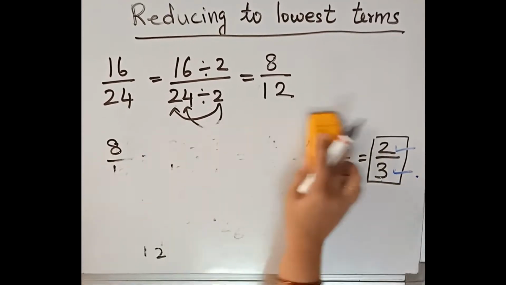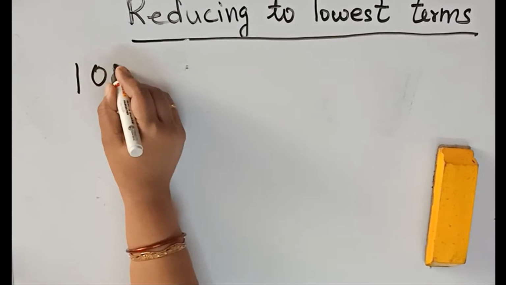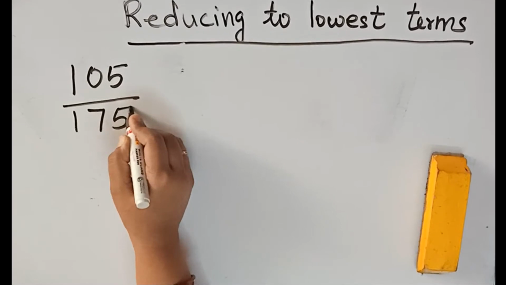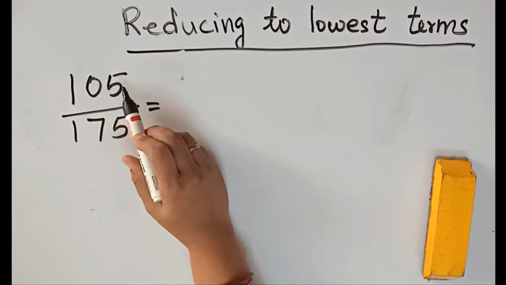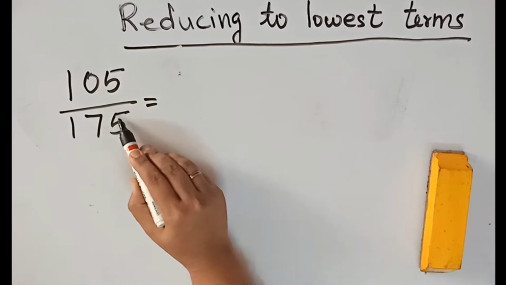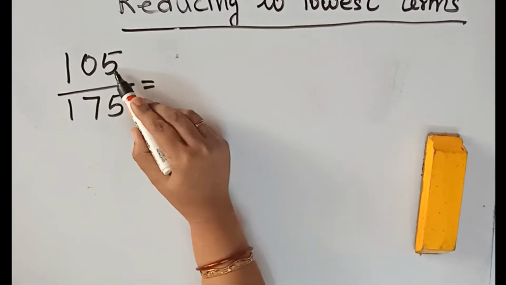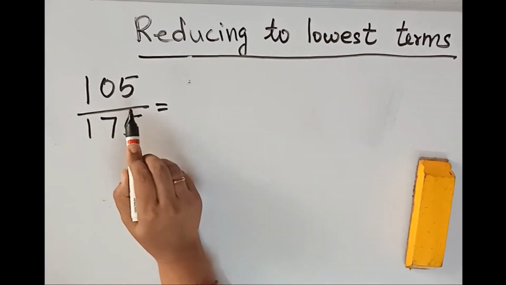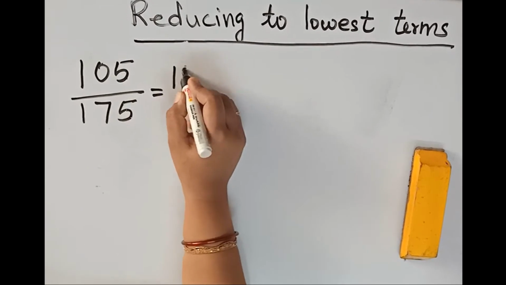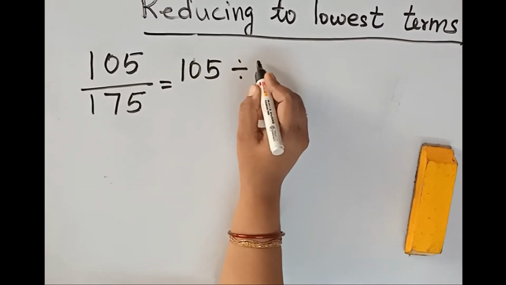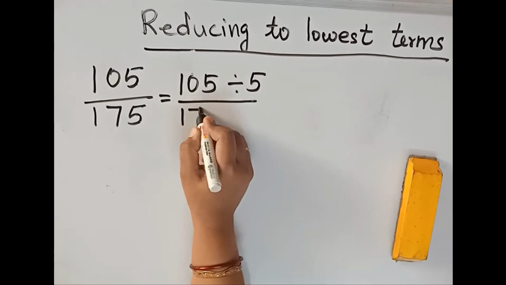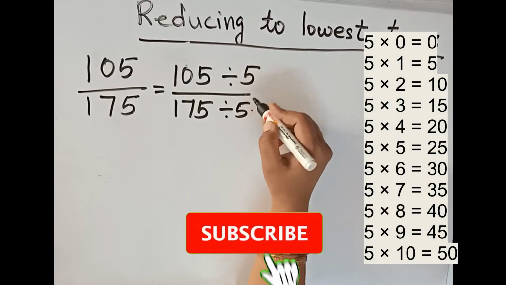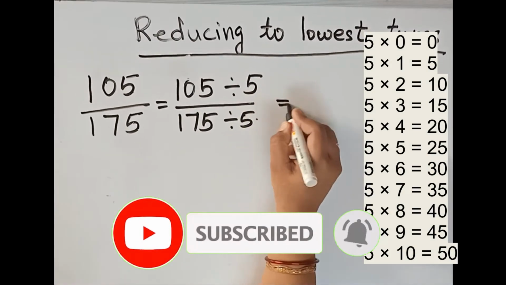Now another example we are taking here, 105 divide by 175. Now we have taken a 3-digit number. Children, whenever a number is given to you, you have to take care of the unit place. First you have to look at the unit. Here the unit place is 5, here also 5. Whenever the unit place is 5, it means the number is going to divide by 5. Now 105 divide by 5, 175 divide by 5. Same number.